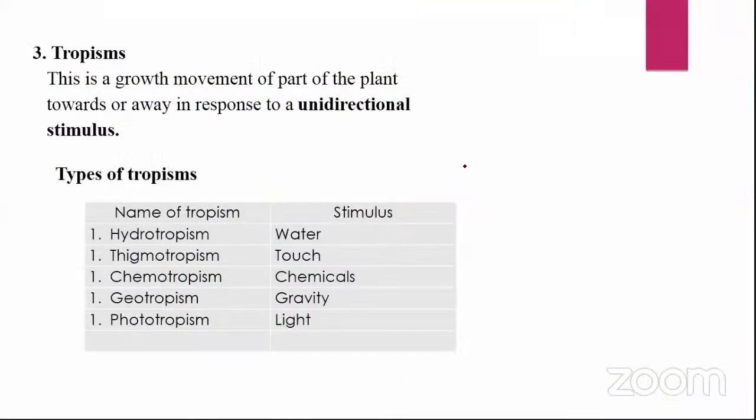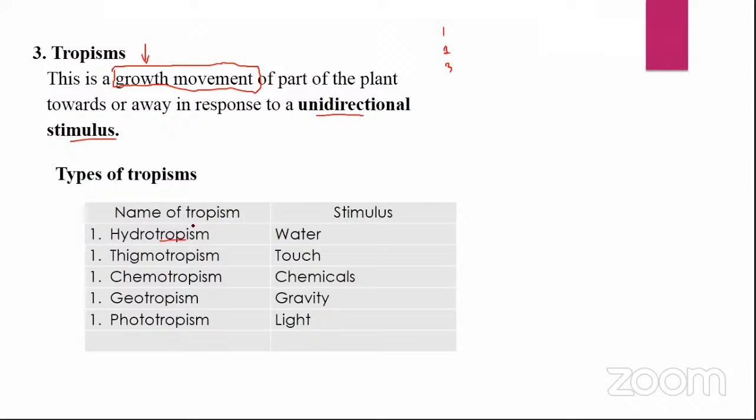Then third, tropism. Remember, we have looked at nastic responses, secondly we have looked at tactic responses, and third we are looking at the tropisms. Tropism is a growth movement of part of the plant towards or away in response to a unidirectional stimulus. Growth movement is key to tropism, because the plant does not respond by running away like in tactic responses, or by changing part of its body like leaves in nastic responses. Rather, in tropisms, the plant either grows towards or away. And it can be divided into many different types.